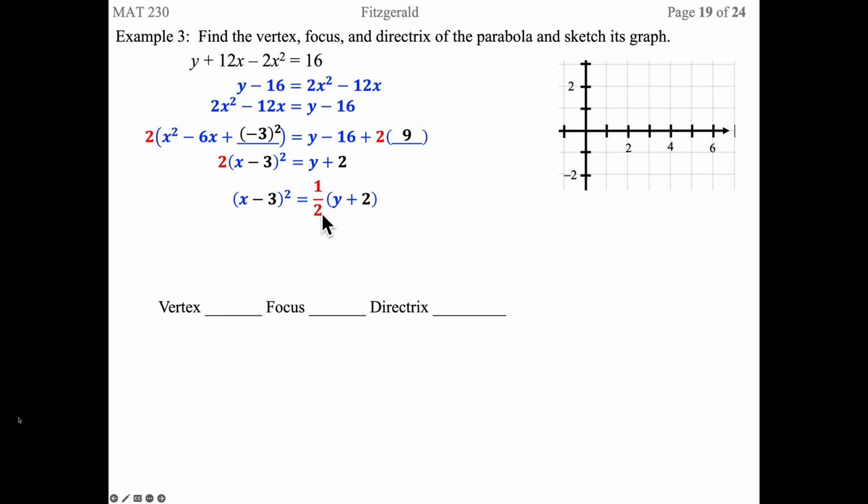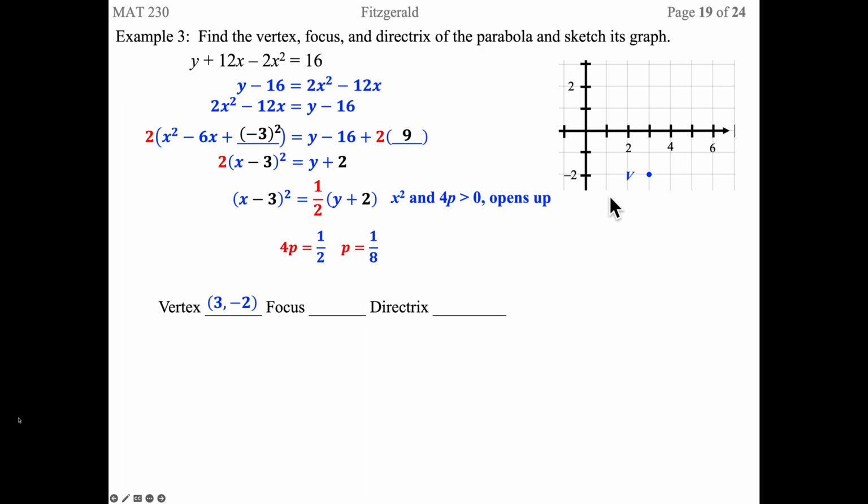But now that I have it in standard form, find your x, change the sign, 3. Find the y, change the sign, negative 2 is your vertex. My x is being squared, so it opens up because 1/2 is positive. 4p is equal to 1/2. This p value is going to be 1/8.